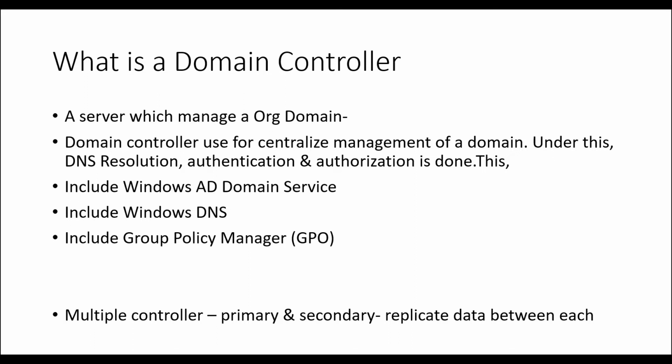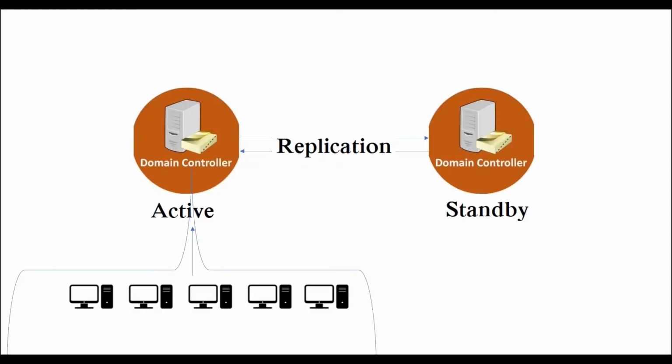When we set up a domain controller, we can have two domain controllers. One controller will be the active one, the other one will be the standby one. So when we make a change in the primary one, meaning the active one, the changes will be replicated to the secondary one, meaning the standby one. So there is replication between the active and standby ones.